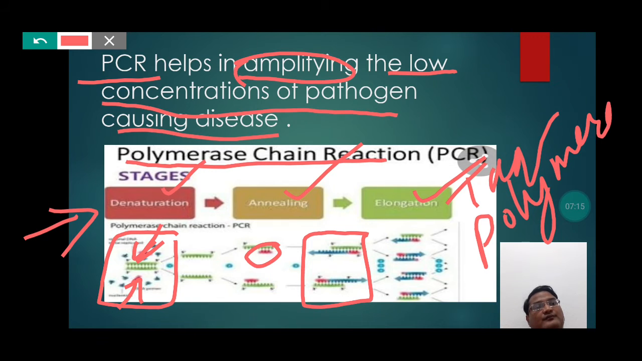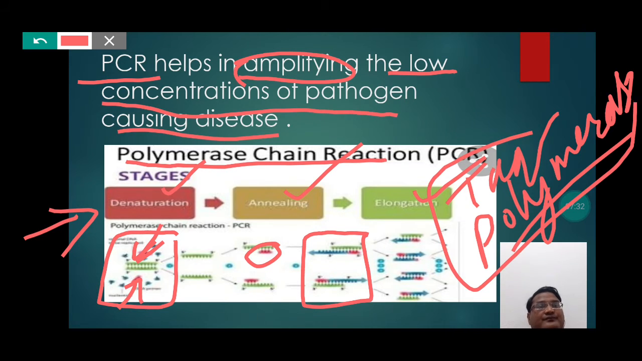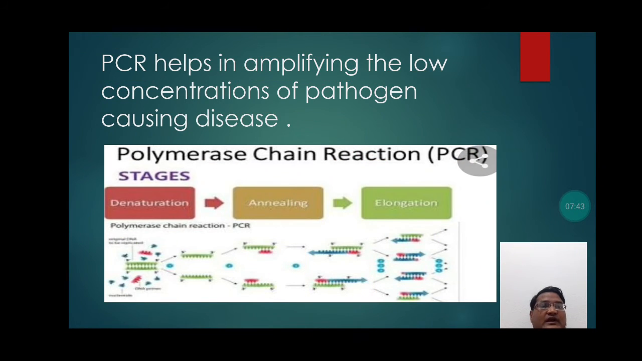Polymerase increases the formation of DNA or RNA, but here the Taq DNA polymerase increases the formation of the DNA into multiple number of copies, and the process is called the elongation process.